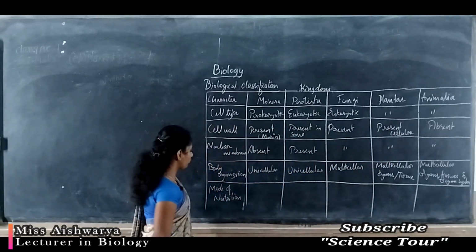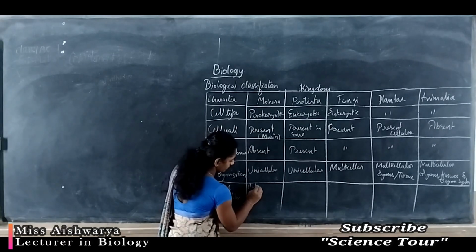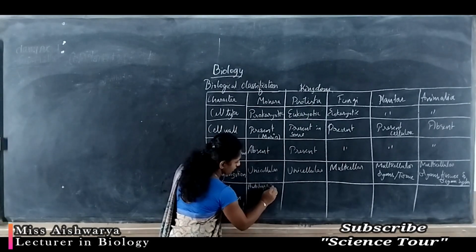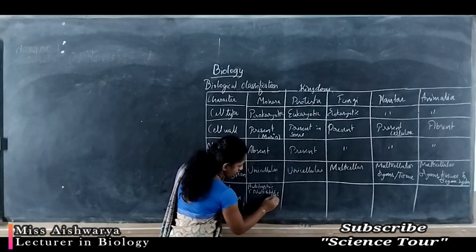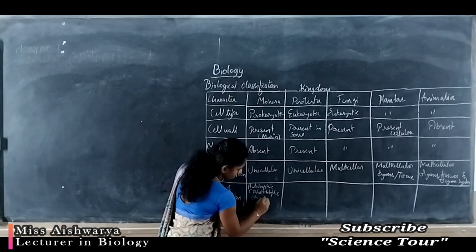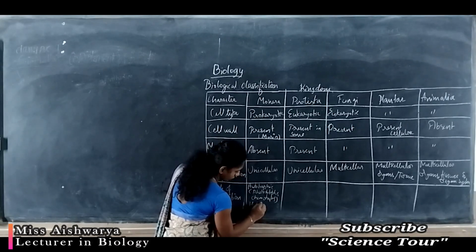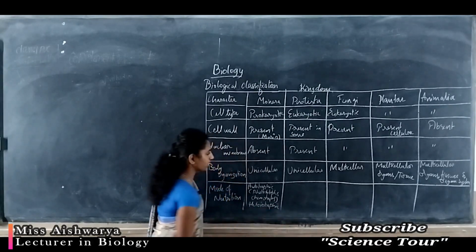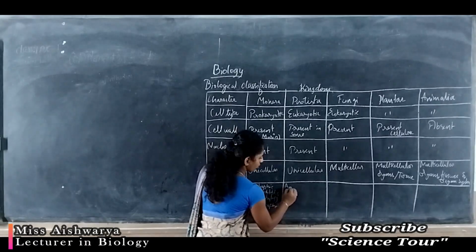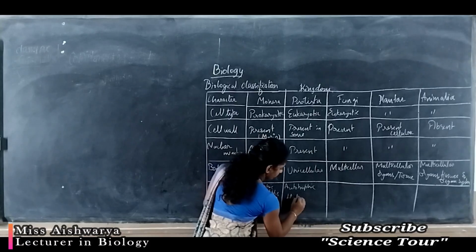Okay, last one is mode of nutrition. Here the mode of nutrition is autotrophic. You can see autotrophic nutrition, like photoautotrophs or chemoautotrophs, and also you can see heterotrophic nutrition. In Protista you can see autotrophic as well as heterotrophic.